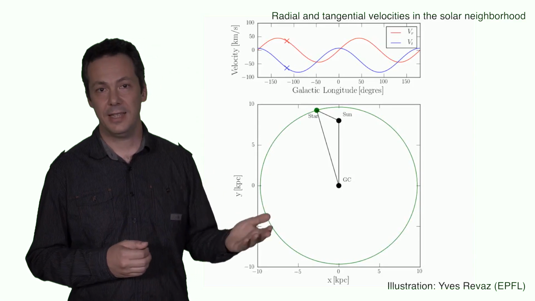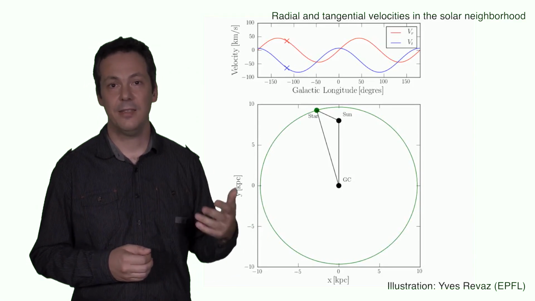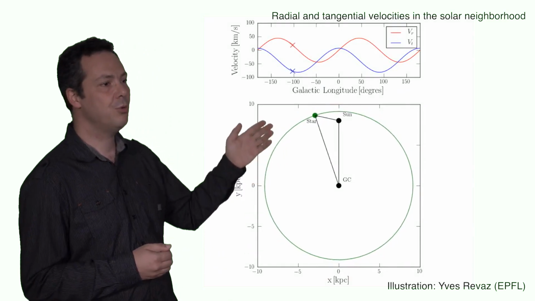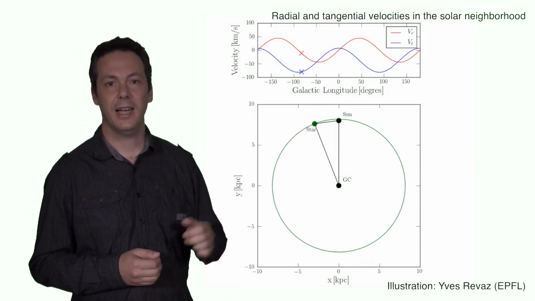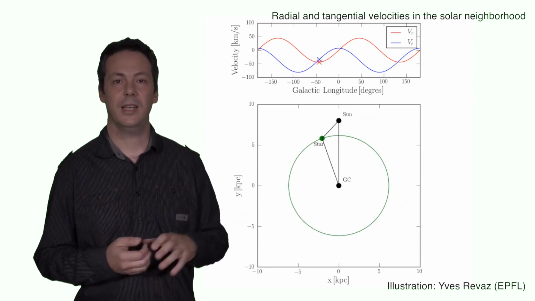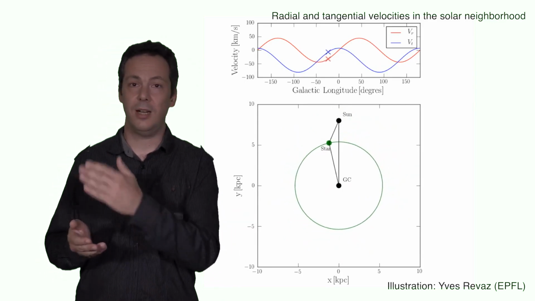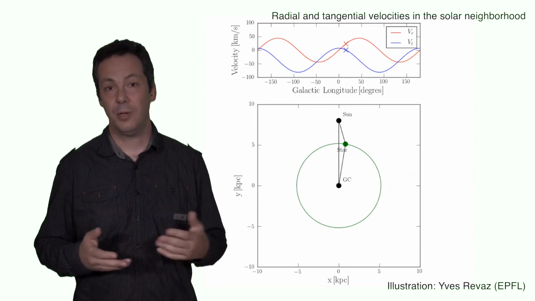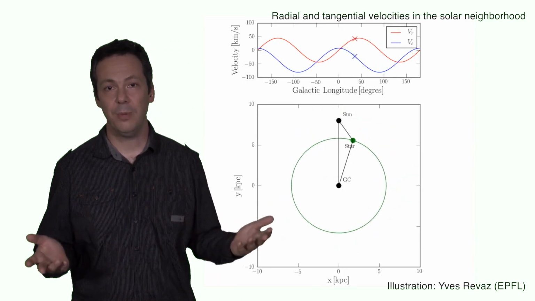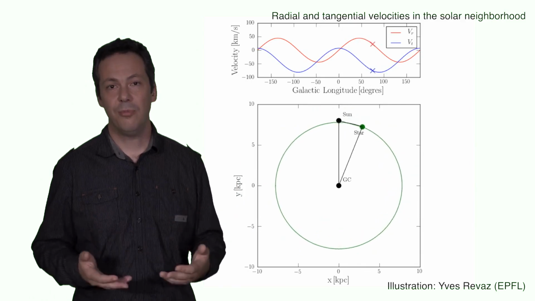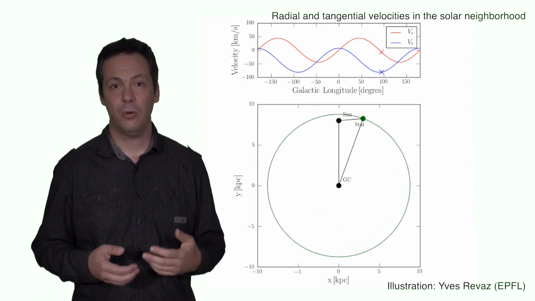Both radial and tangential velocities are predicted by the Oort's curves and the Oort's equations. The radial and tangential velocities are measured for stars at all the galactic longitudes, so the stars situated at different galactic longitudes in the galactic plane. The results completely confirm Oort's predictions that the rotation of the Milky Way is that of a non-rigid body.